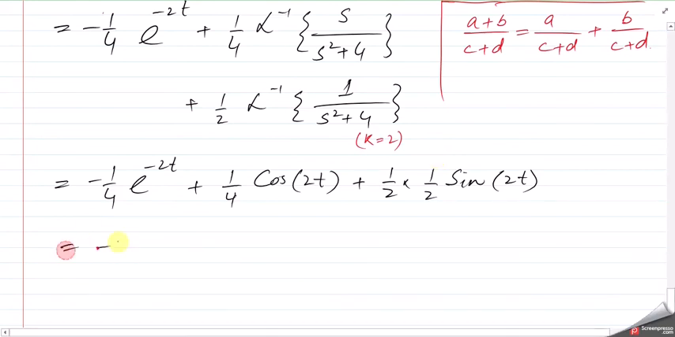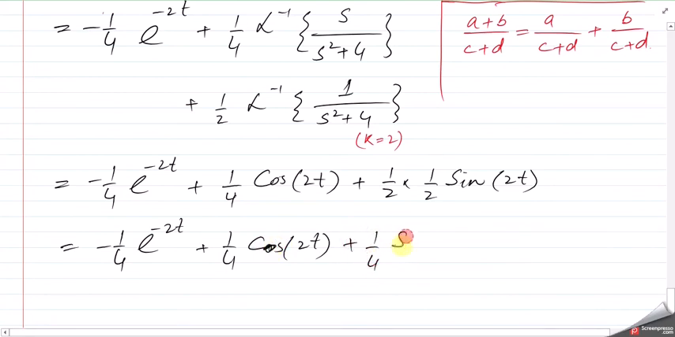If you want, you can write it one more time. Plus 1 by 4 cos 2t and plus 1 by 4 sine 2t.